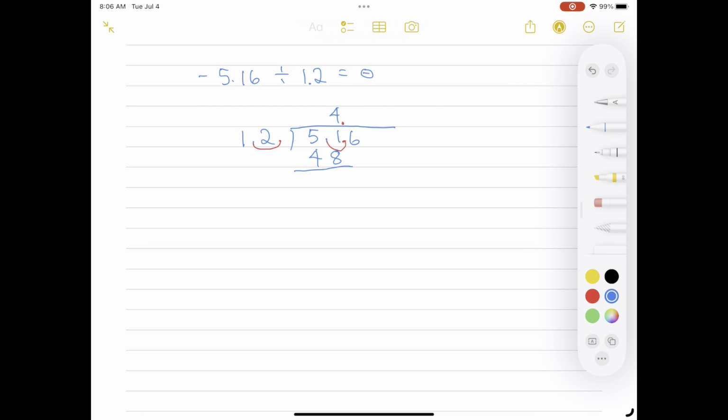51 minus 48 is 3. Bring down the 6. 12 goes into 36 3 times. Write 3 on the quotient line behind the decimal point. 12 times 3 equals 36. 36 minus 36 is 0. So the answer is negative 4.3. And box your answer.